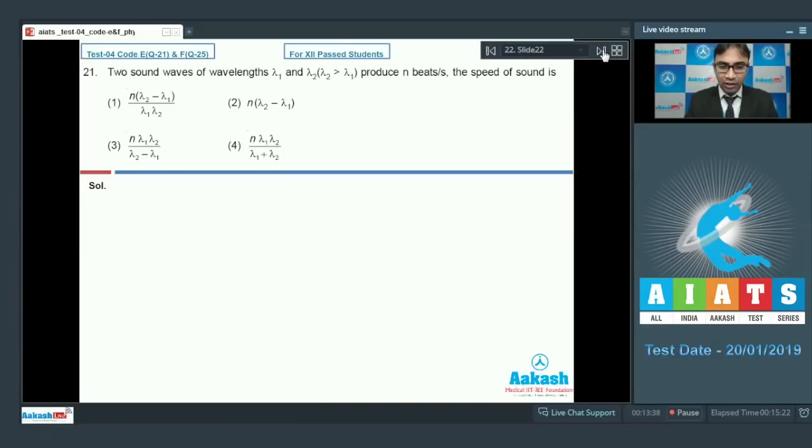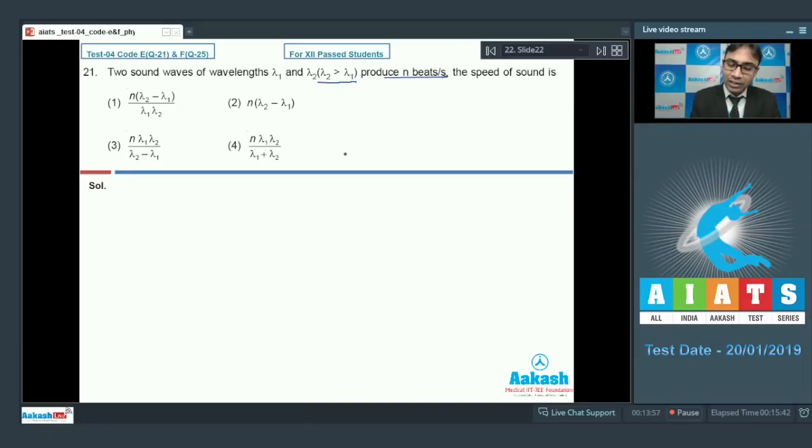In question number 21, it says that two sound waves of wavelength lambda 1 and lambda 2 produce n beats per second. The speed of sound is to be found, given that lambda 2 is greater than lambda 1. So we know that frequency is inversely proportional to lambda. So we can say that the frequency of 2 will be lesser than the frequency of 1.